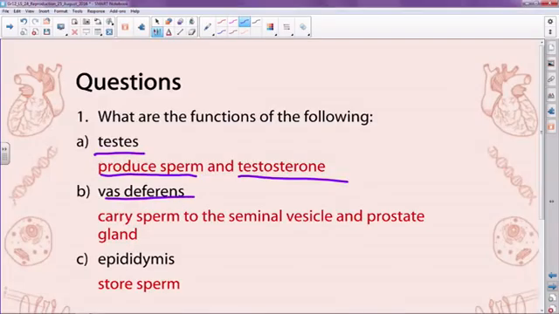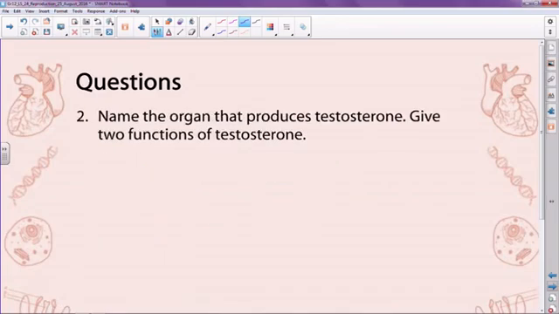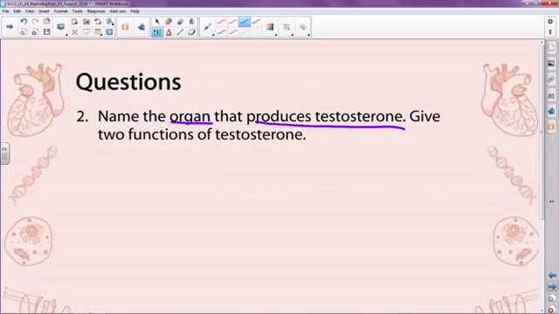The vas deferens, it carries sperm from the seminiferous vesicle to the prostate gland. And then the last one, your epididymis, it stores sperm. Epididymis stores sperm. It's like a creche. It makes it get nice and big and older so that it can do what it needs to do. Right. Okay. Another one here for you. Let's see how good you are. Name the organ that produces testosterone and give 2 functions of testosterone. I'm giving you 1 minute to do that. Concentrate and let's see if you can get it right. Off you go.